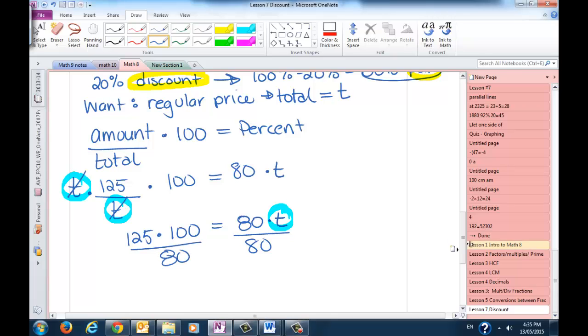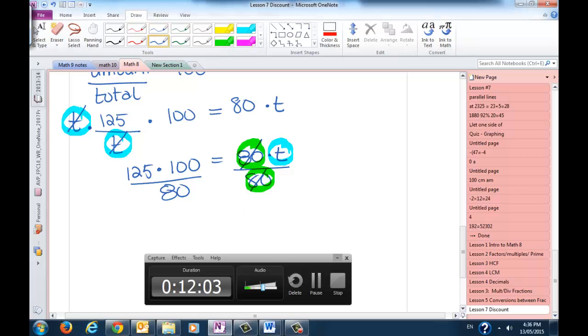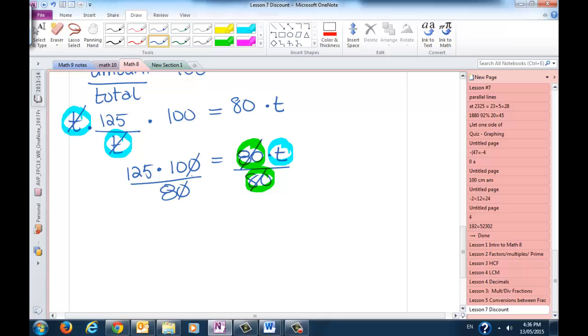And I haven't simplified. It's going to be a little easier in the end if I simplify. So you can simplify as you go if you'd like, but you don't have to. Now 80 divided by 80 is 1. So these divide to become 1. On my left-hand side, I'm going to start by dividing the top and the bottom by 10. It's 1250 divided by 8 is equal to T. Now fractions are fine, but we're talking about a money value. So it doesn't make sense to have fractions when we're talking about money. So I'm just going to do long division.